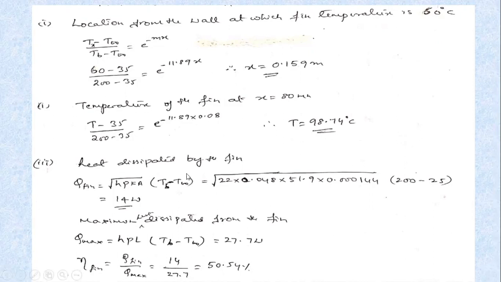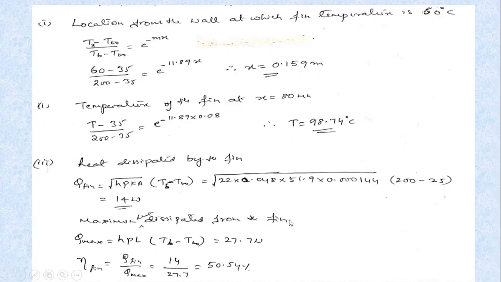Next, the heat dissipated from the fin. How do you find it? For an infinitely long fin, the heat is given by the square root of h p k a times (Tb minus T infinity). Just substitute the values of h, p, k and a, the area of cross section, multiplied by the base temperature minus T infinity. We get Q as 14 watts.